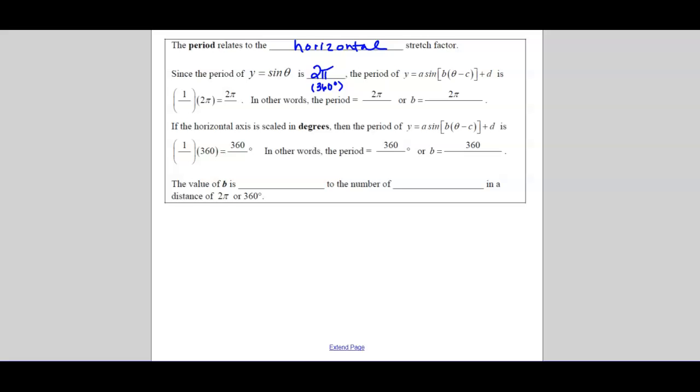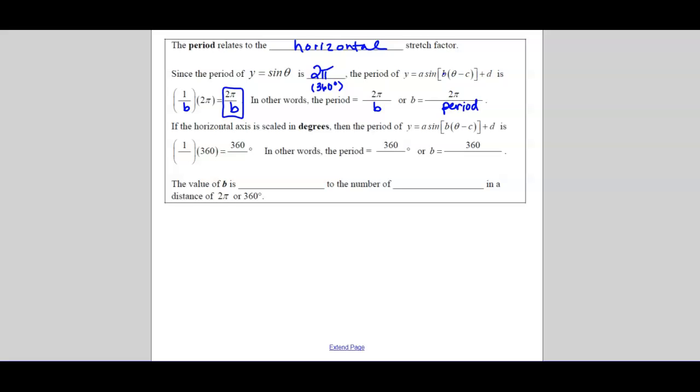So if we're dealing with radians, and we've got a b value up here, we're multiplying it by 1 over b. Right, so that's the formula we've been using. Period equals 2 pi divided by b. If we rearrange that, then b equals 2 pi divided by the period.